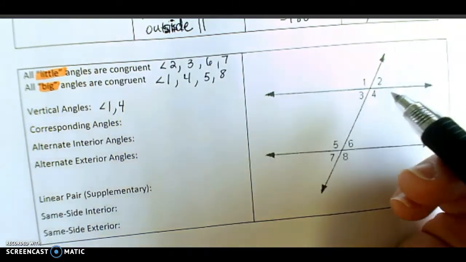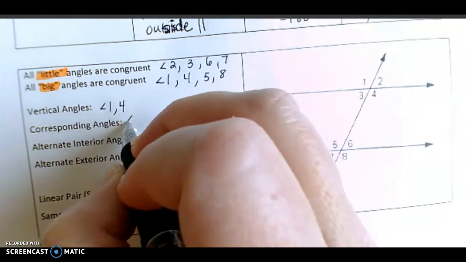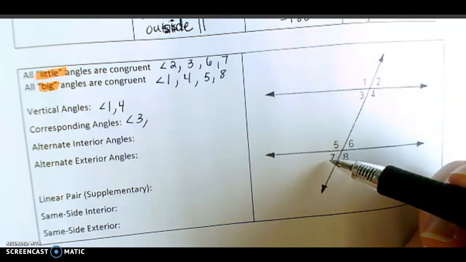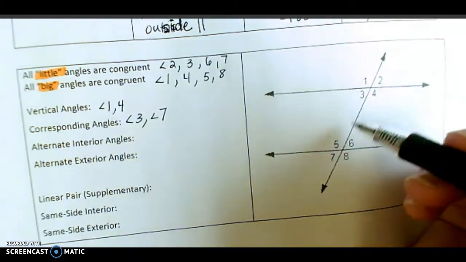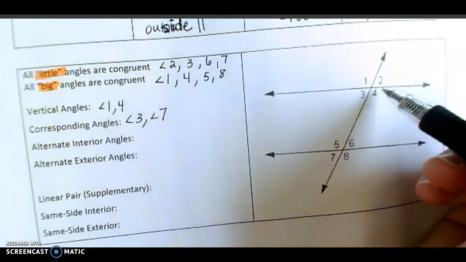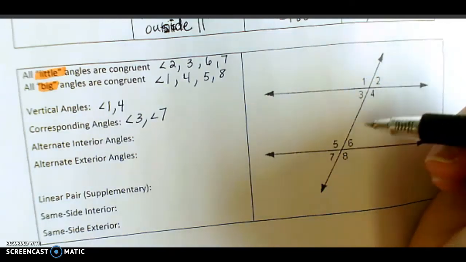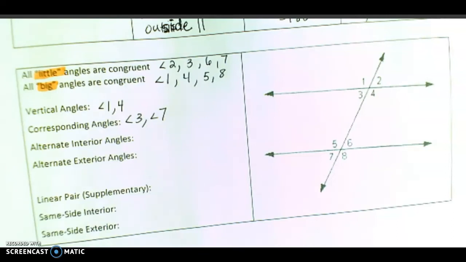Corresponding angles. Alright, there's 4 pairs. If I start with angle 3, remember I told you it's on the same side and you skip an angle? So here's 3, skip 5, so 7 must be the one that goes with it. So 3 and 7 are corresponding. 4 and 8 are corresponding, but also 1 and 5, and 2 and 6. Again, there's lots of other pairs. I'm just writing one pair for you.